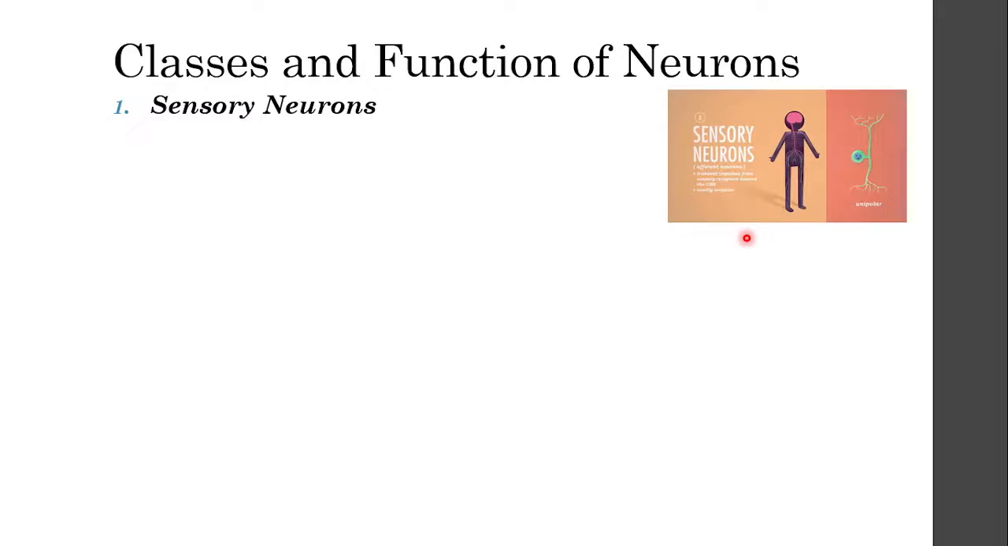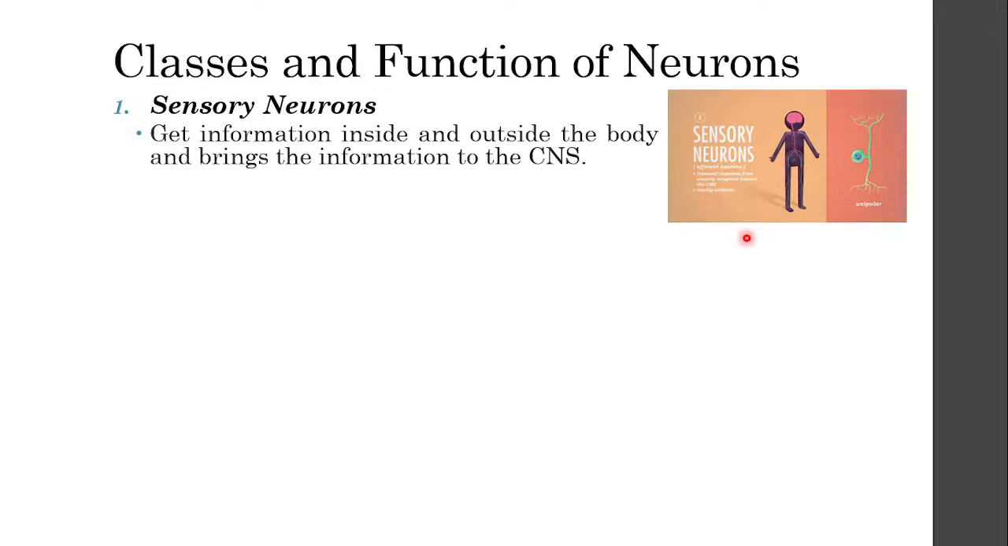Now let's talk about the classes and the function of neurons. You have different types of neurons. We just discussed them. First, the sensory neurons. Again, sensory neurons are what we call the afferent. It starts with A. These are the neurons that get information inside and outside the body that brings information to the CNS. Okay, and actually a lot of them look like this.